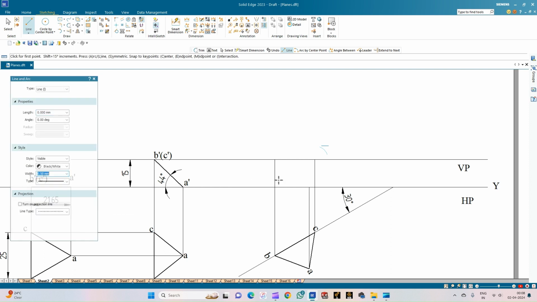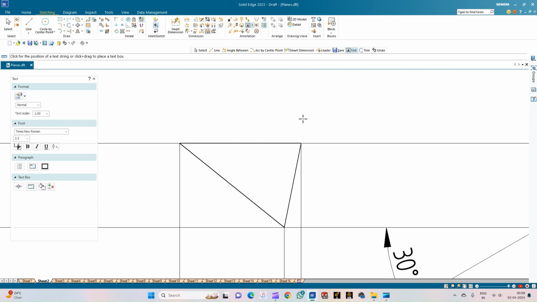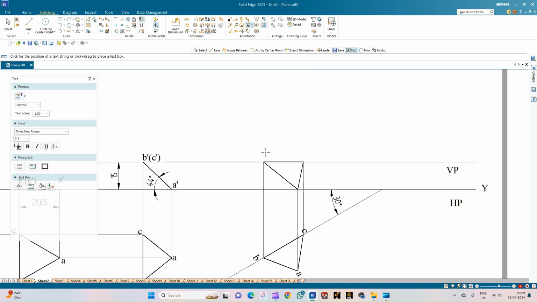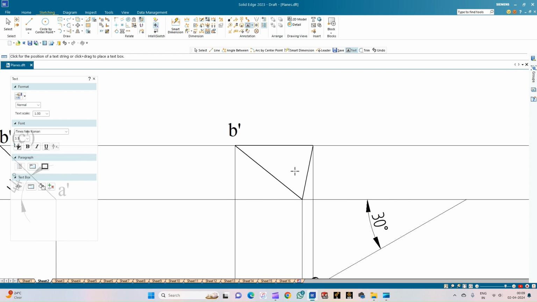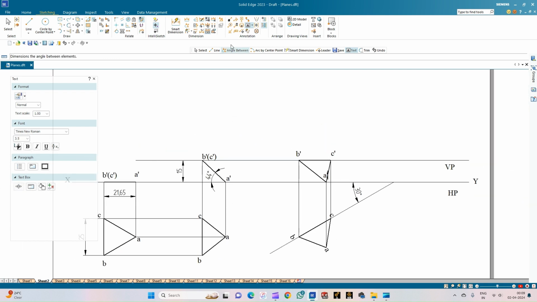So now we will consider the front view of the triangle when it is inclined to the VP at an angle of 60 degrees. So from B to A, A to C, and then C to B will complete the triangle. So this is corner B dash, and this is corner C dash, and this is the corner A dash. So with this we complete the problem.